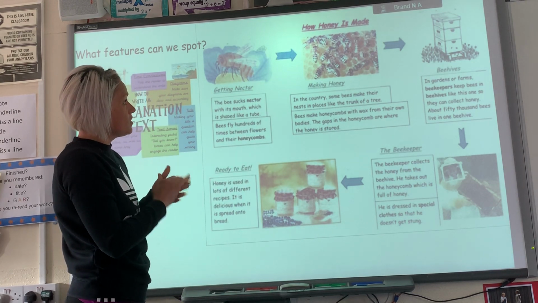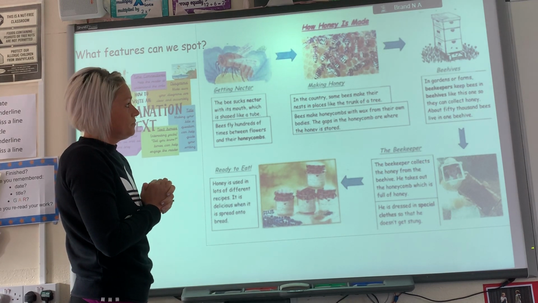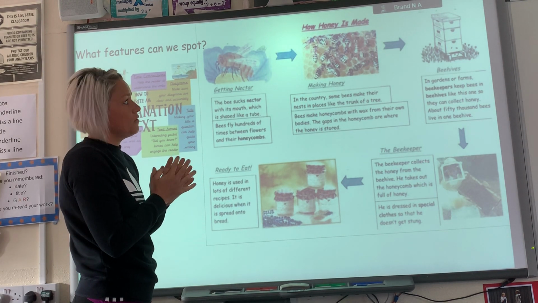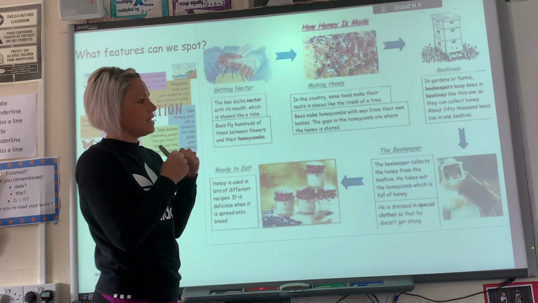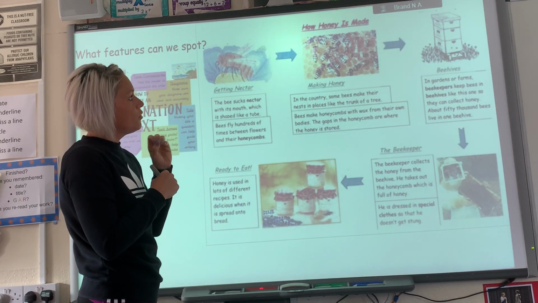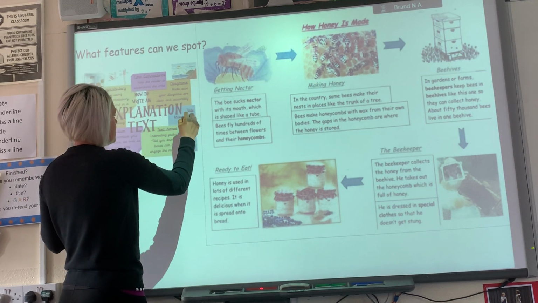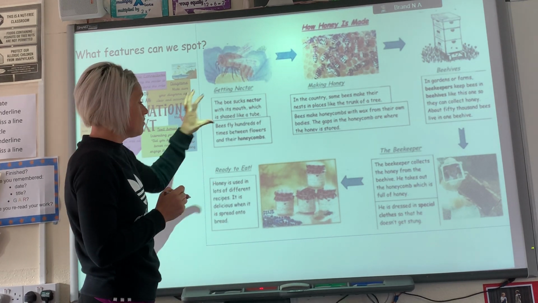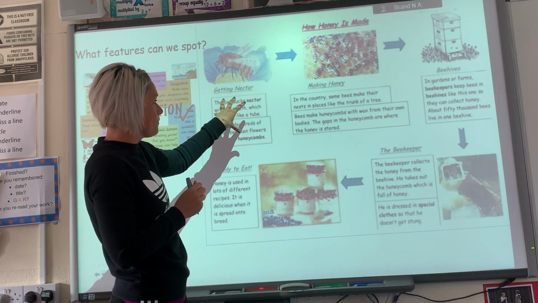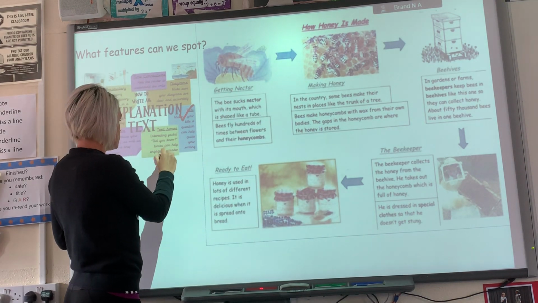So, have we got a title? Can you spot a title on there anywhere? Anything that stands out at you? Well, yes, it's right at the top, How Honey is Made. It's not quite as big as the previous one, but it's in a different colour, so it stands out. So we've got a title. This one has got some text boxes, if you see. So it's got a good structure to it, and it's well organised with the text boxes.